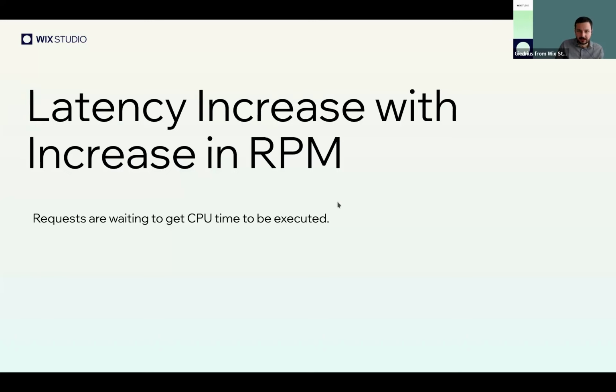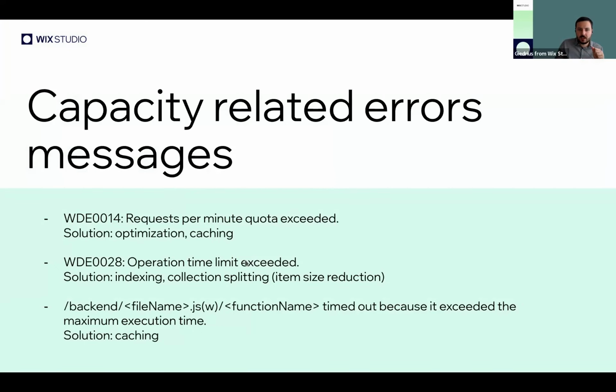So one thing to look out for is latency increase with increase in RPM, which is probably because we're waiting for CPU time. If things are getting slow in the container, you may want to see how to optimize the code or upgrade the plan. Another thing that you may notice is that you're going to get specific errors. You're going to get timeouts, you're going to get operation time limit exceeded. So again, an easy option is to upgrade the plan. We're now in Velo giving you more options to grow your site and get away with these limits.